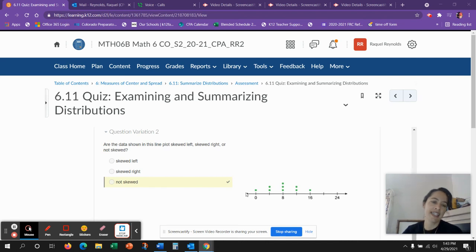Quiz 611, examining and summarizing distributions. I did ask that you guys practice in the course because this had a lot of definitions, and they do a very good job of giving you the opportunity to learn those definitions. For instance, this says the data is not skewed, and you could go even further to say that it is bell-shaped. Ding, ding, ding. Ha, get it, bell.